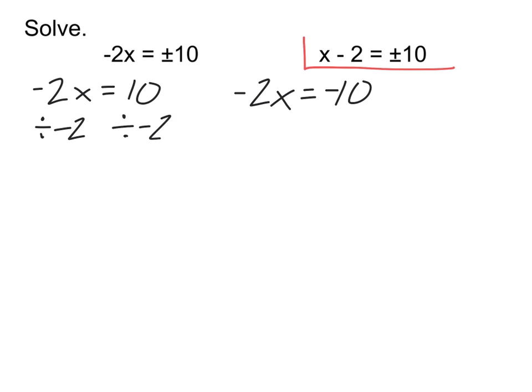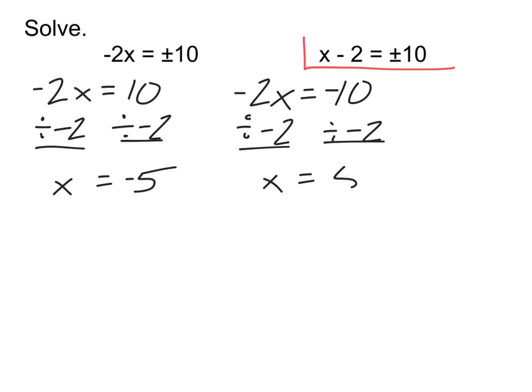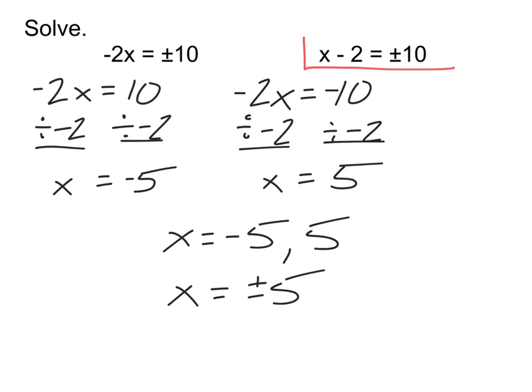So I divide both sides by negative 2 on the first one. That gives me x equals negative 5. On the second one, when I divide both sides by negative 2, that ends up giving me x equals positive 5. So, in this case, x equals negative 5 and 5. Or, if you are all about efficiency, because it's the same number, you could write it as x equals plus or minus 5. That would also be fine there.